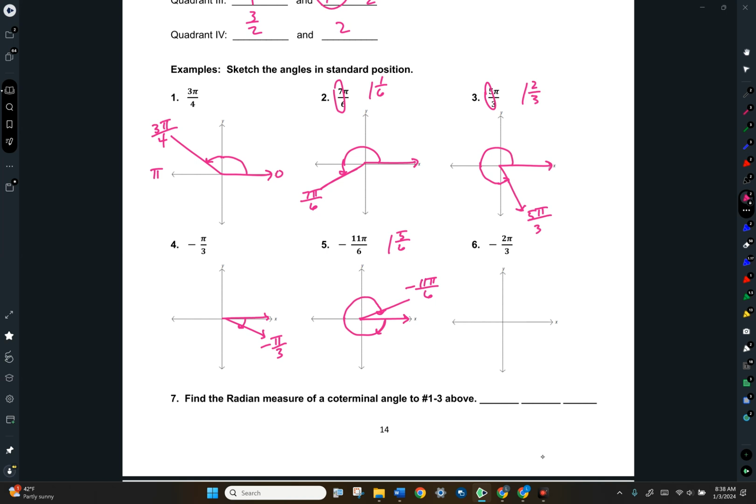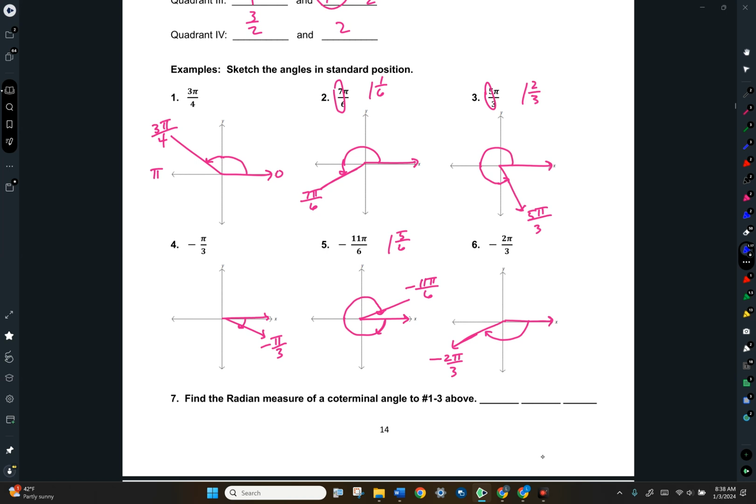And then for number 6, negative 2/3. So I start right here. So that's a little less than 1, right? So if I was going in the negative direction, but I'm not going to go all the way to 1 pi, I'm going to stop a little bit short. So this is going to be negative 2 pi over 3. Again, I'm not getting too hung up on where in the quadrant you land, as long as you land in the correct quadrant.